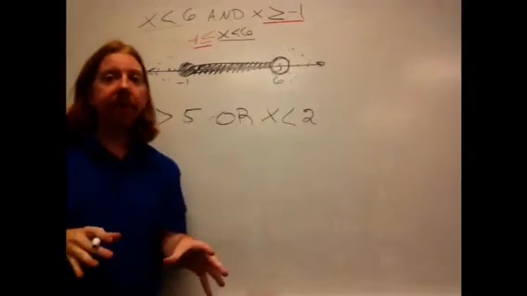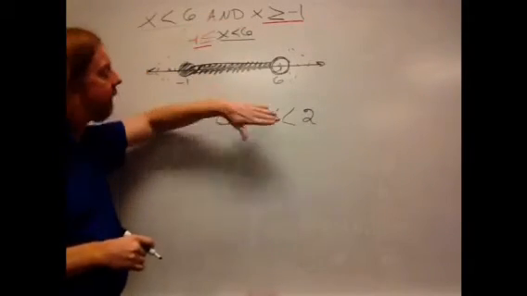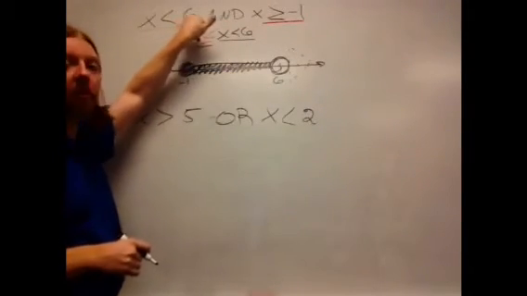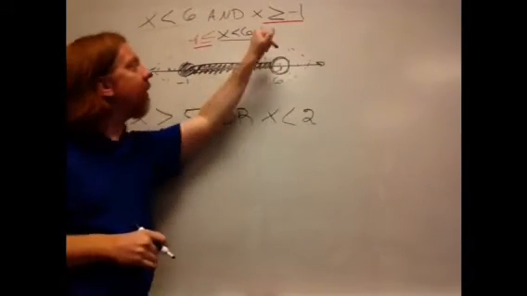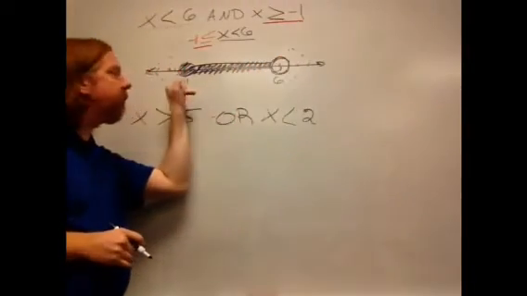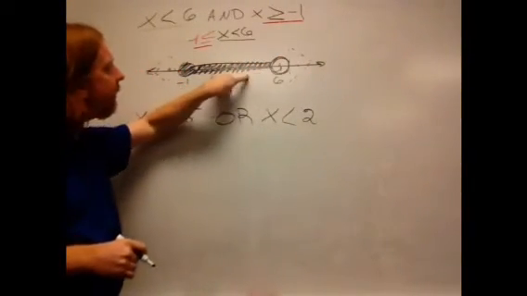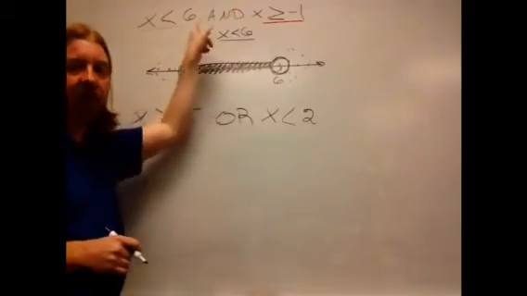So the graph of these two inequalities would be here. I've got numbers less than 6, boom. I've got numbers greater than or equal to -1, boom. So everything in here satisfies both conditions.